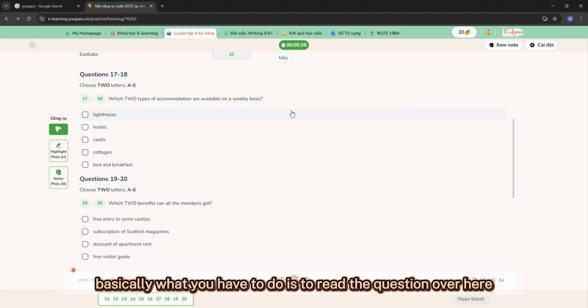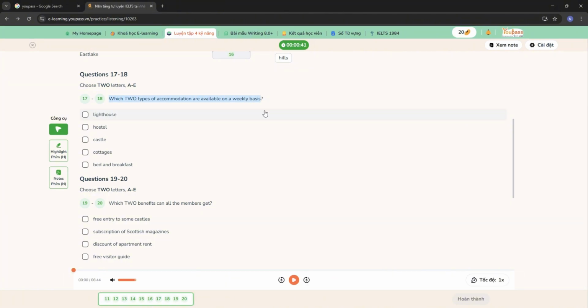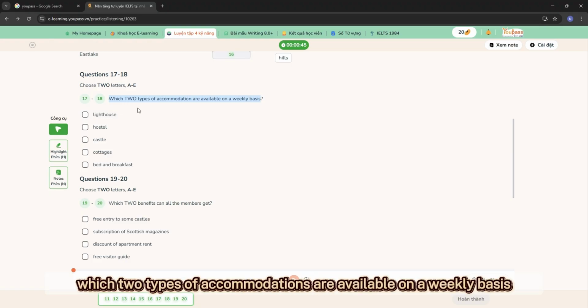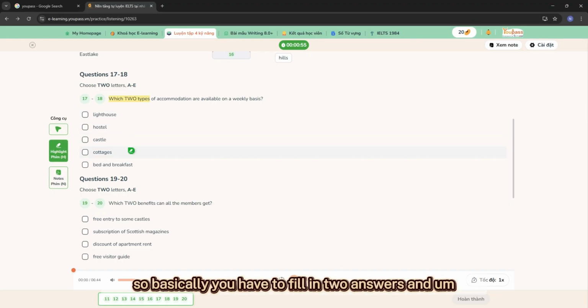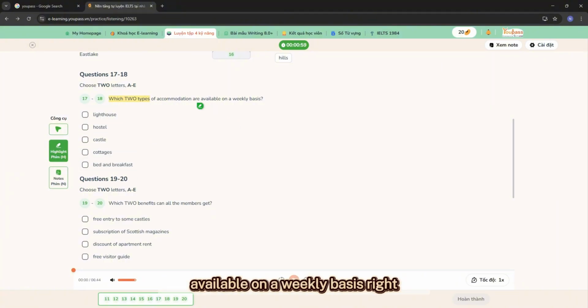Basically, what you have to do is to read the question over here clearly. So what they're saying, they say, which two types of accommodations are available on a weekly basis? So a few key information exists. First one is two types. So basically you have to fill in two answers. And available on a weekly basis, right? So it should be available every week.